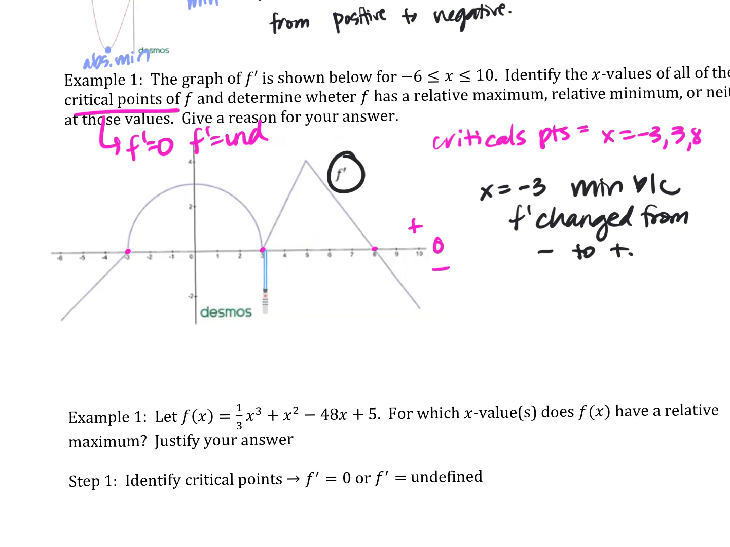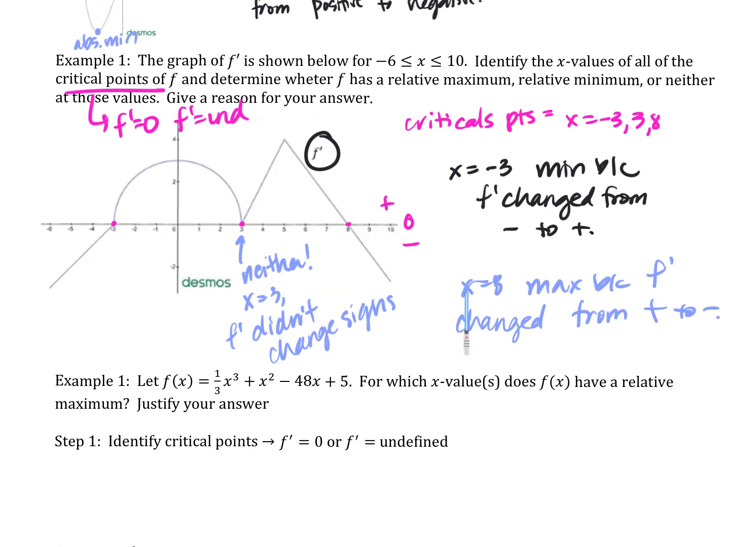What about at 3? What did my F prime values go from? 0 to what? Positive 0 to positive. Did it change signs? Nope. So this is going to be nothing. This is not a max or a min. This is just my critical point, my F prime equals 0 there, but it's not a max or a min. So we're going to say neither at X is 3. I'm going to write F prime didn't change signs. That's what they love about that wording. And then we got at X is 8, a max because my F prime values changed from positive to negative.